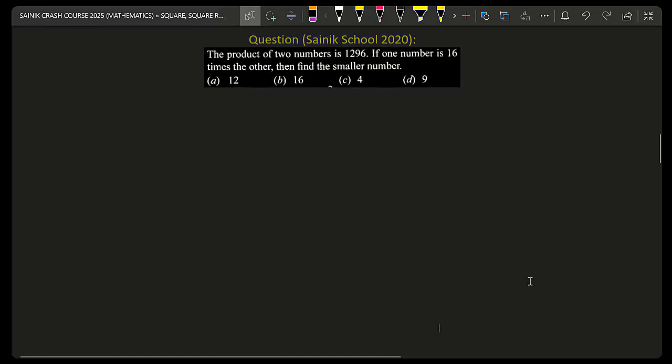All of you try this. This question came in the 2020 exam. The product of two numbers is given as 1296. If one number is 16 times the other number, find the smaller number. Who will give the answer for this? The product of two numbers is given as 1296. If one number is 16 times the other, then find the smaller number.